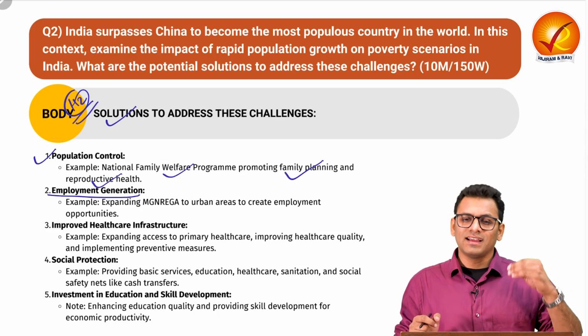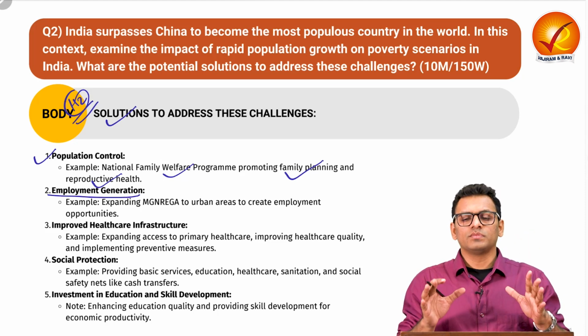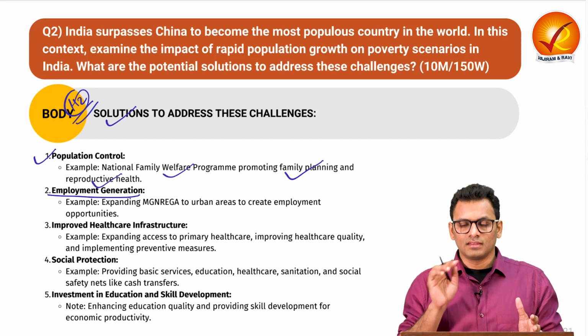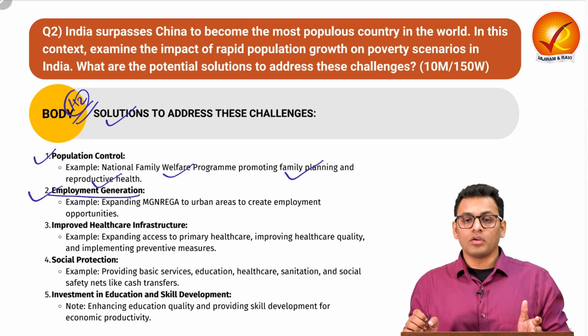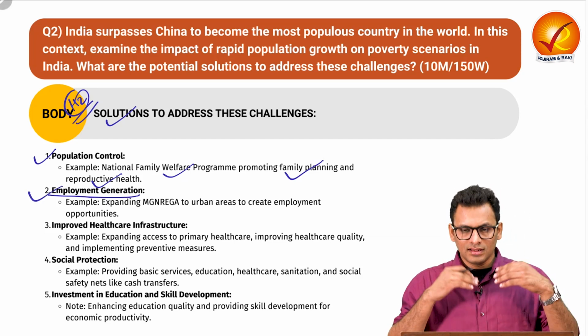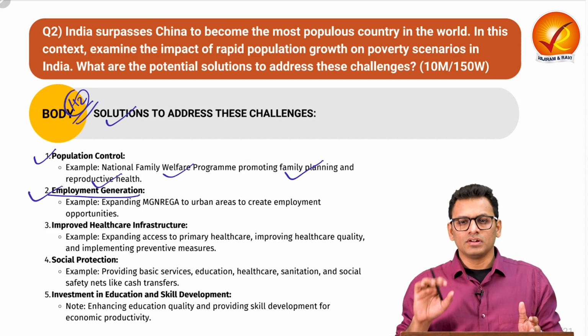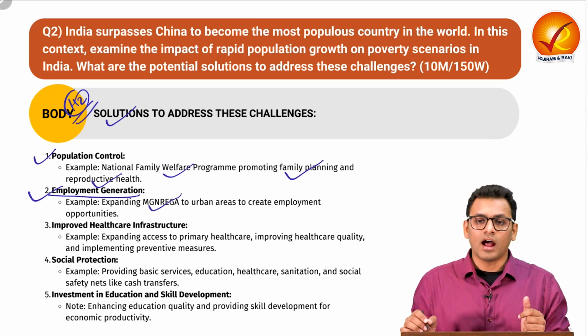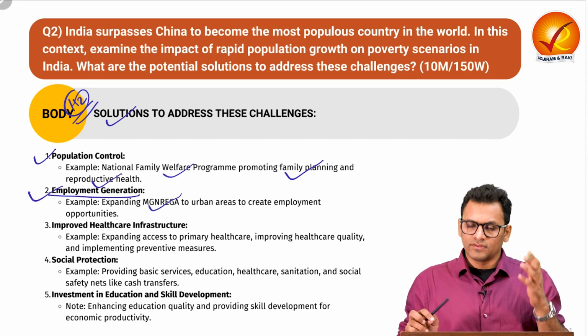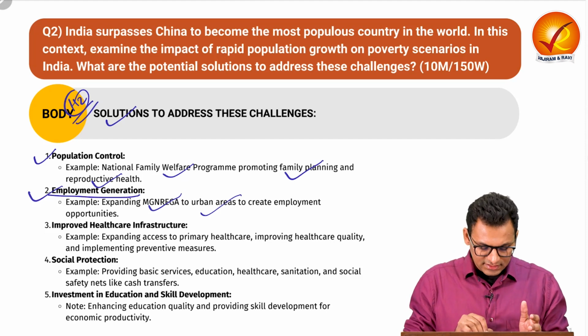We do understand that population growth has to be on par with job growth, and therefore there must be enough employment generation to ensure that the excess population is able to get access to opportunities. We can talk about how MGNREGA, which is for rural areas, can also be there for urban places.